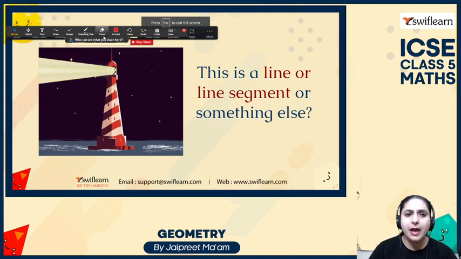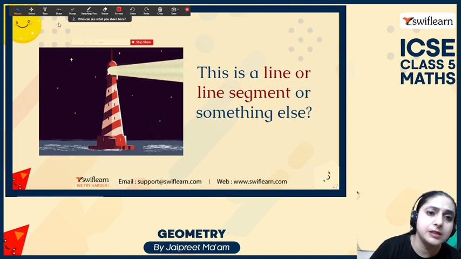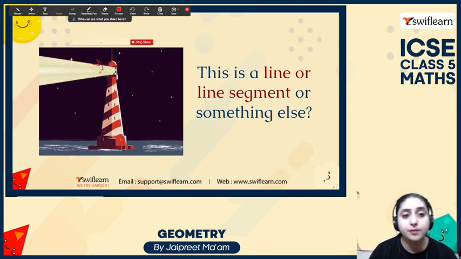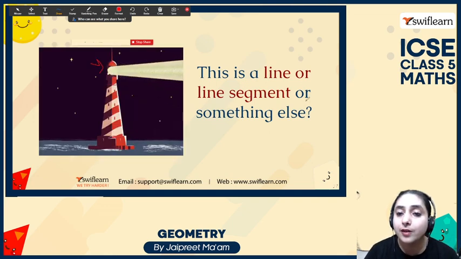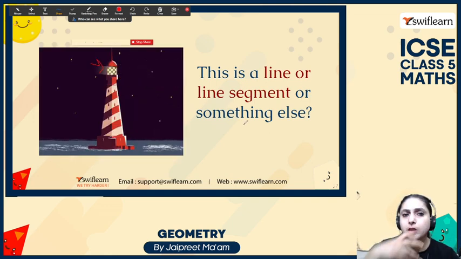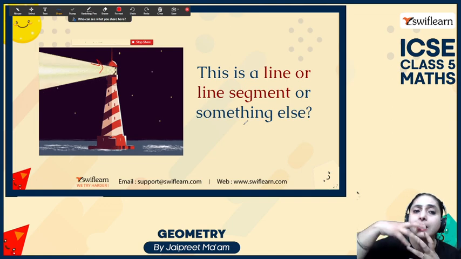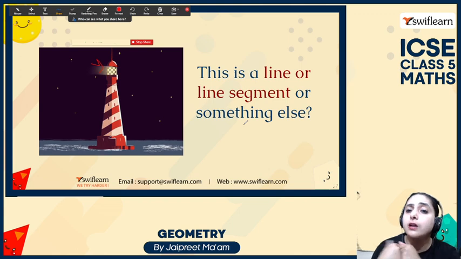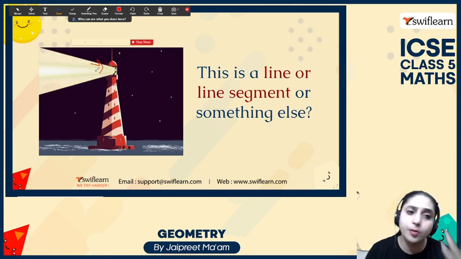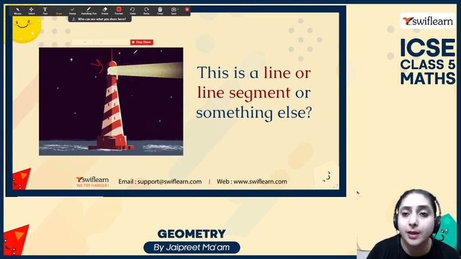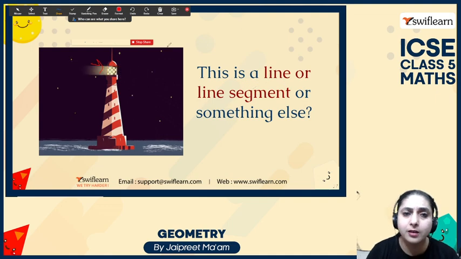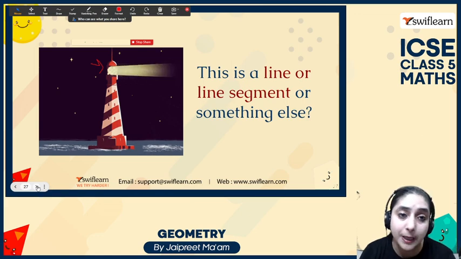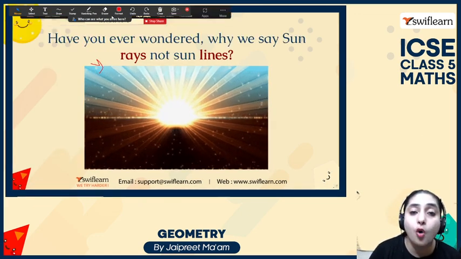So have you seen what this is? Yeah, this is a lighthouse. Light is coming out of the lighthouse. Can you see it? So is this a line, a line segment, or something else? The light coming out of the lighthouse goes on extendedly. Is it a line or a line segment? It has no end point, right? It keeps going. And is it a line? It's starting from only one point. This is called a ray.